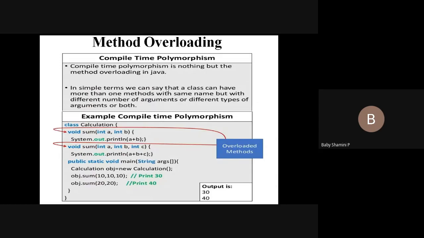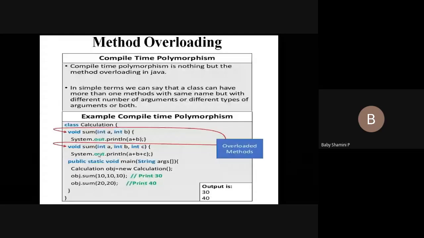So consider class Calculation. Inside we have two functions. It contains two methods with the same name: void sum(int a, int b), and also void sum(int a, int b, int c). This is method overloading. Here it is the same method but with a different parameter list. So this is method overloading.